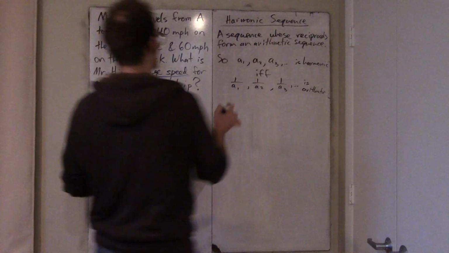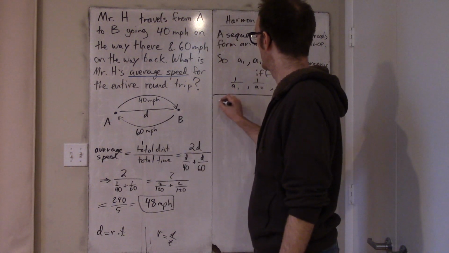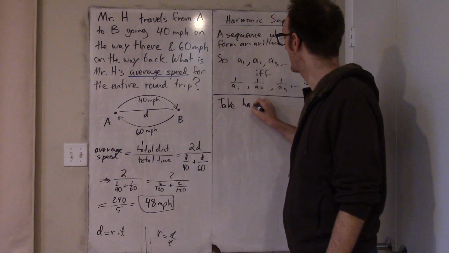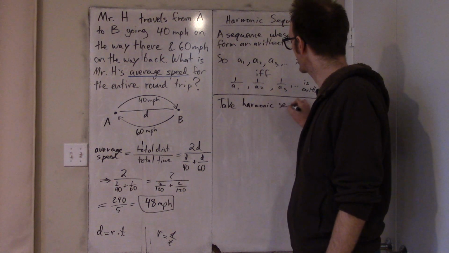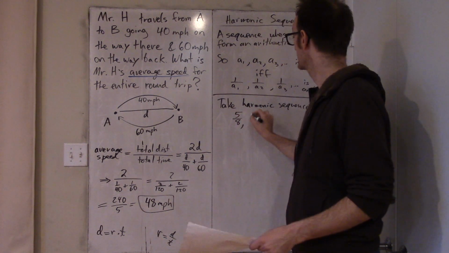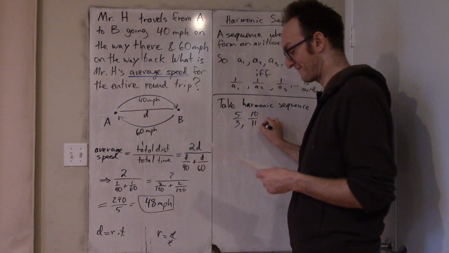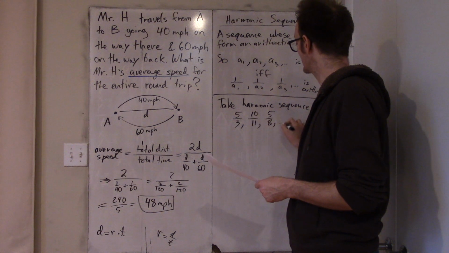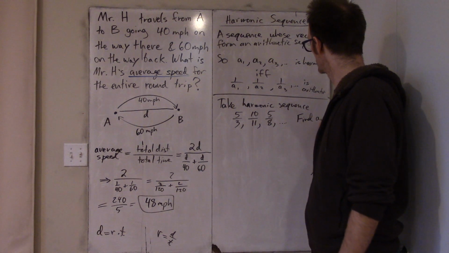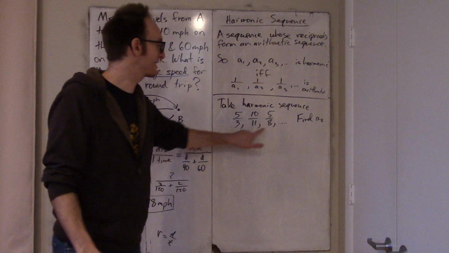Well, let's just do a quick problem now, just to make sure we get it. So here I will give you, take the following harmonic sequence. So I'm now telling you it's harmonic. Take the harmonic sequence that goes like this: 5/3, 10/11, 5/8, etc. And the problem is find a sub 8. Okay, so find the 8th term of the harmonic sequence which begins 5/3, 10/11, 5/8, etc.